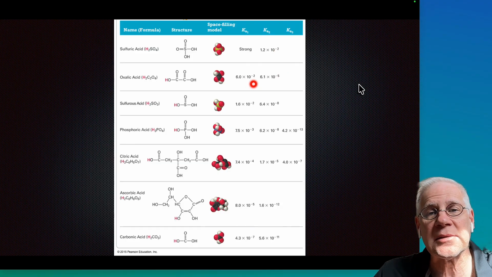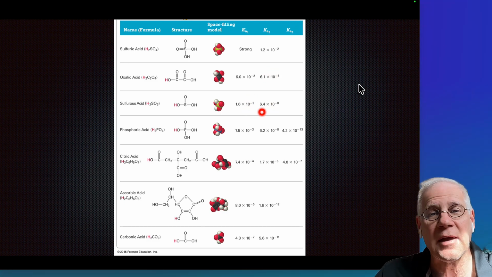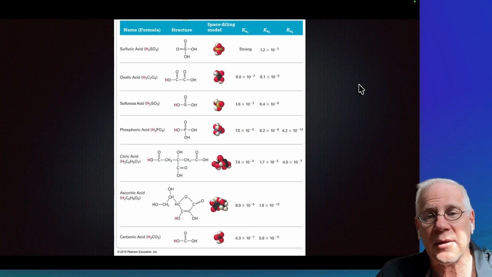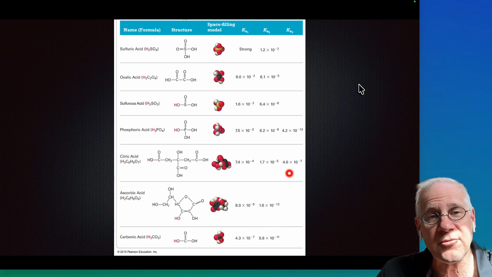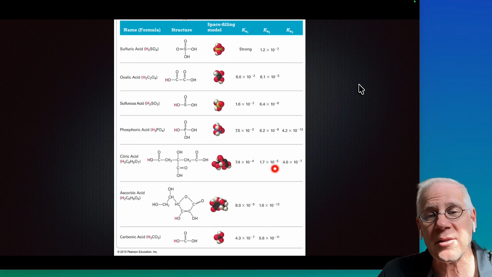Something like oxalic acid, that first hydrogen comes off very easily. The second one about 1,000 times less easy. Our sulfurous acid, you get a factor of 10 to the 6th difference. Phosphoric acid we just looked at. Citric acid is an interesting critter because it's a triprotic acid again, and you've got 10 to the minus 4, 10 to the minus 5, and 10 to the minus 7. So these are actually all fairly close together.